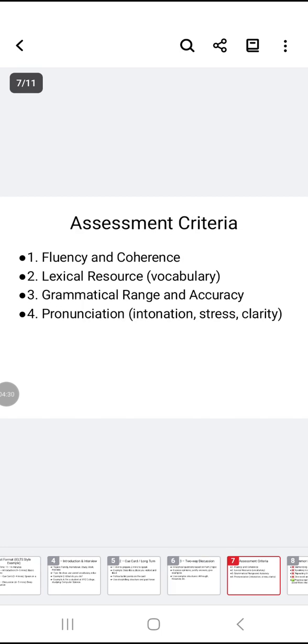Now assessment criteria: fluency and coherence. You have to stay fluent and coherent when you speak. Lexical resource, vocabulary. Sometimes you will use different types of vocabulary. Normally we know easy vocabulary, but you can use more complex or informal words, which can be perfect to describe your story. Grammatical range and accuracy, pronunciation, intonation, stress, clarity.